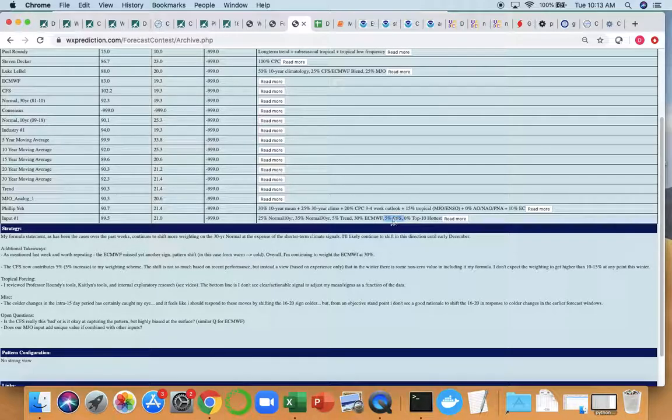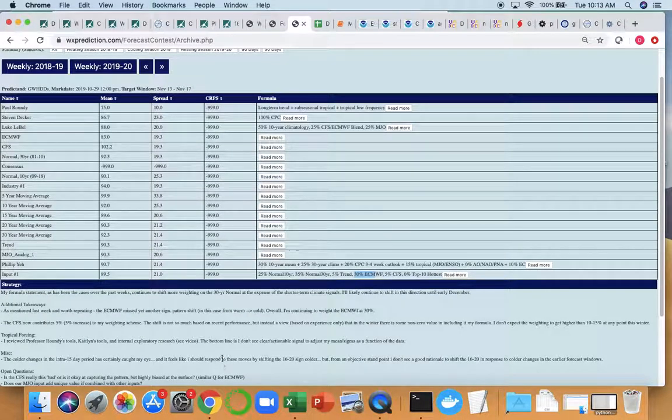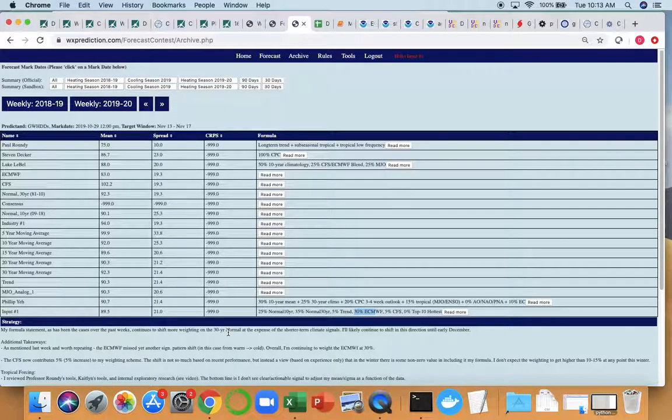So I expect to be between the 5 and 15. For the EC, I didn't change the weighting scheme. I do want to bring up my weighting continues to be 30%. I do want to make a point about the EC. I make it down in my strategy statement here, but I'll show it through the skill metrics.